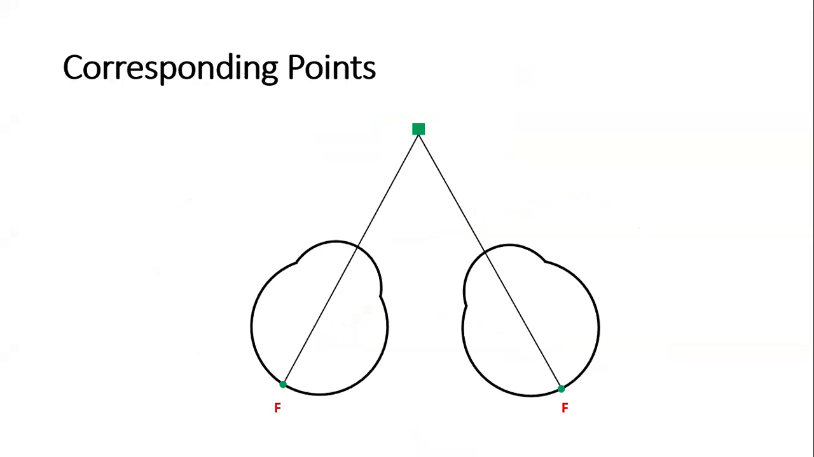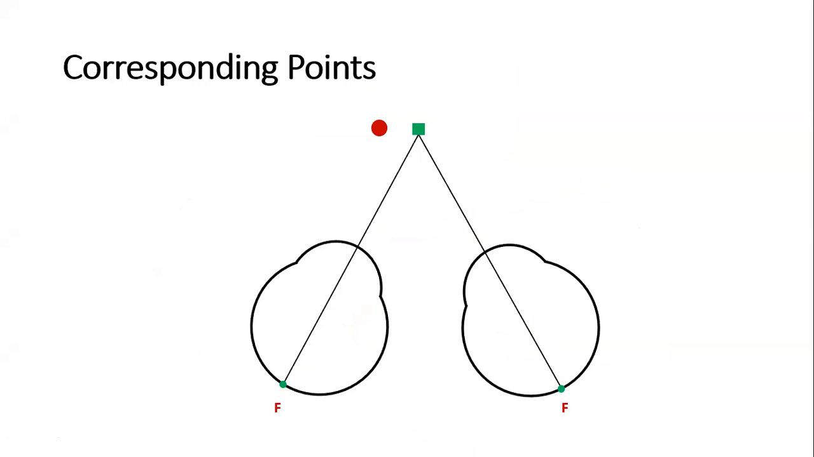And then we need to understand something about the corresponding points. Suppose there is an object in space which we are focusing. That object will fall on the fovea of both eyes. Therefore, the fovea of both eyes are called corresponding points. So corresponding points are those points in the retina which have the same visual direction.